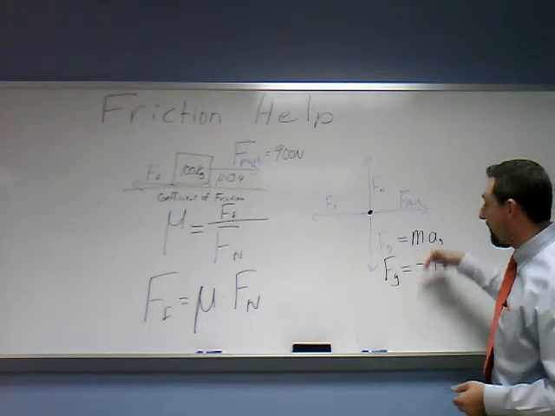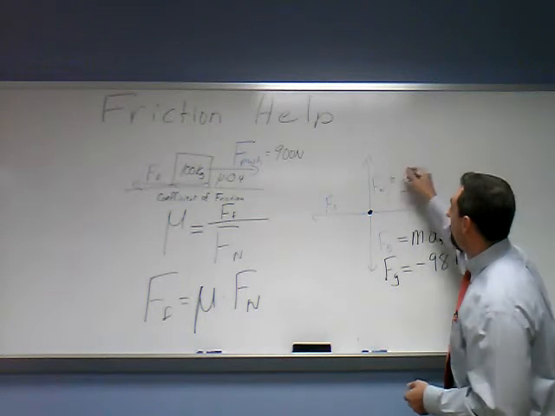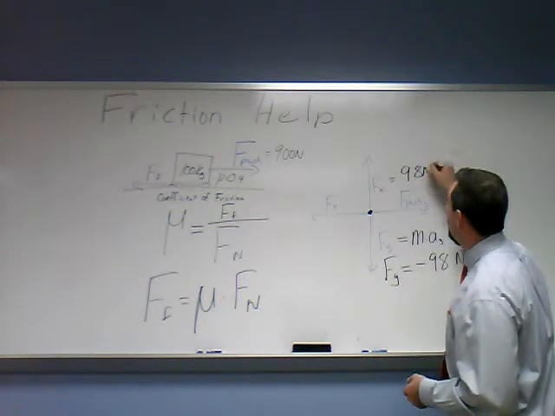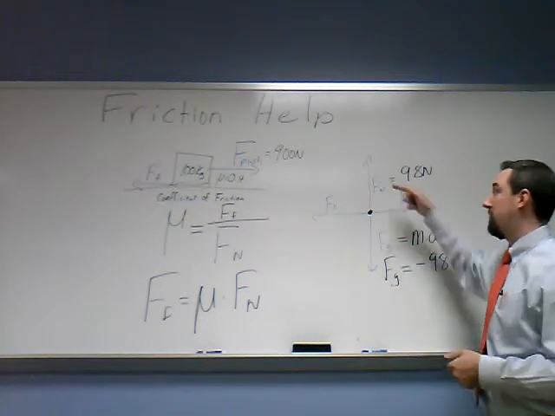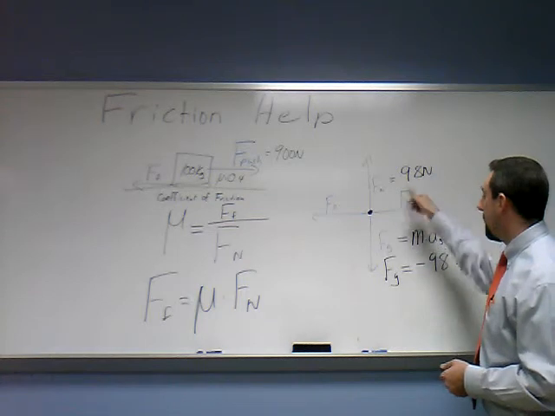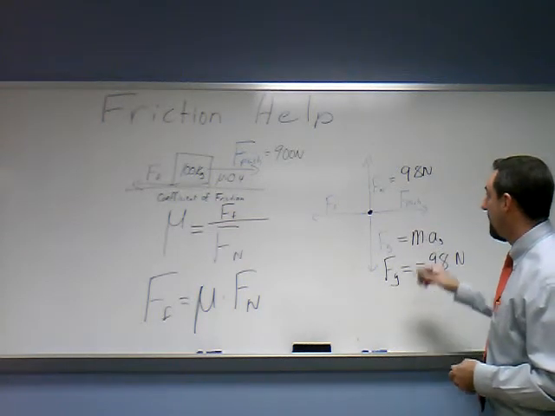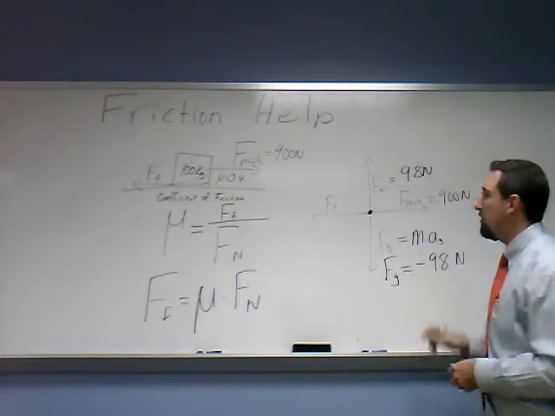If my force of gravity is negative 98 newtons, how much is the surface pushing back? Positive 98 newtons. Now, normal force is also a reactive or responsive force. It's responding, in this case, to gravity pushing us into the surface. Okay, so I got normal force, I got force of gravity. F push, I already know, it's 900 newtons. I just told you that.